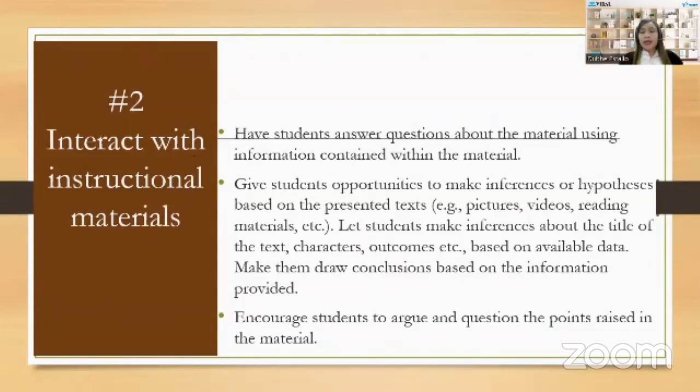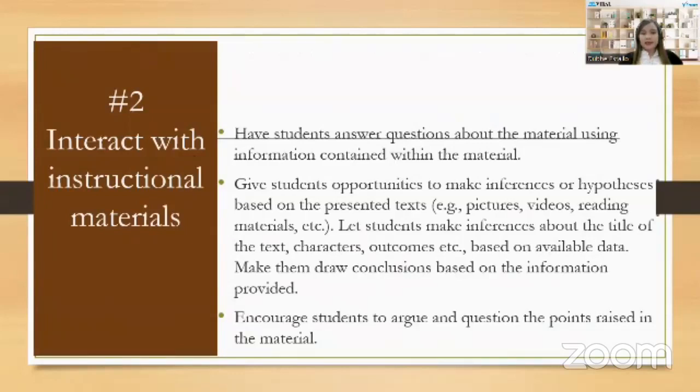We could have them make inferences about the title of a given material, about the characters, and about the outcomes based on available data. From there, we could request them to draw conclusions based on the information provided. So we tickle their brains. We let them analyze. We give them opportunities to infer and hypothesize.